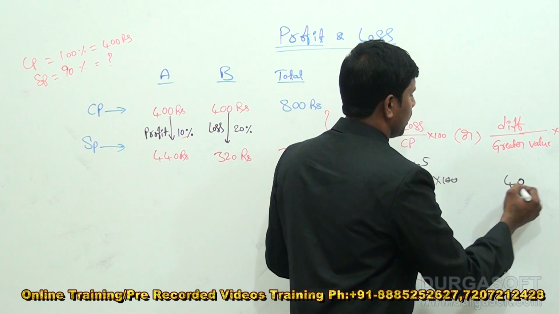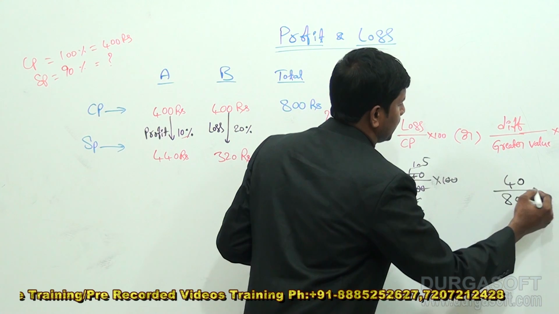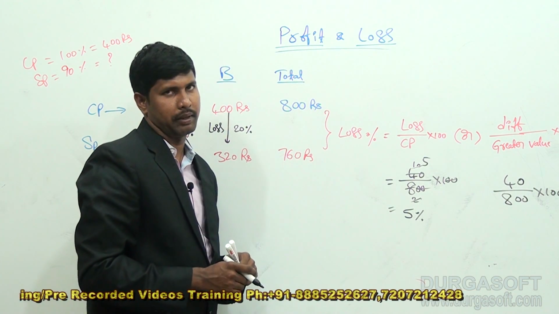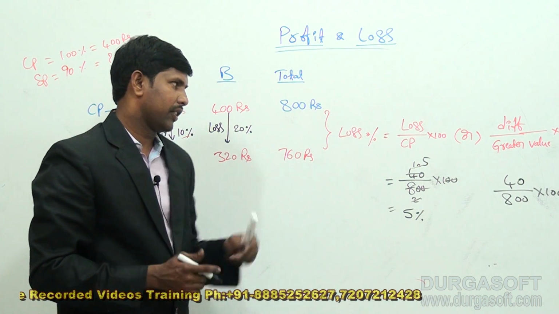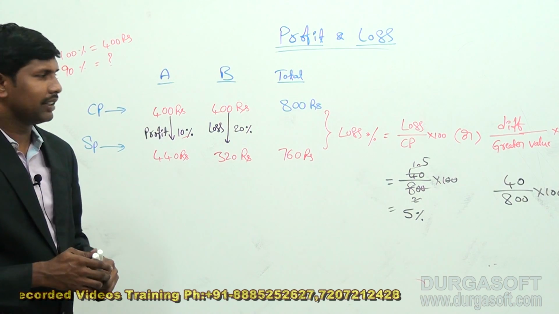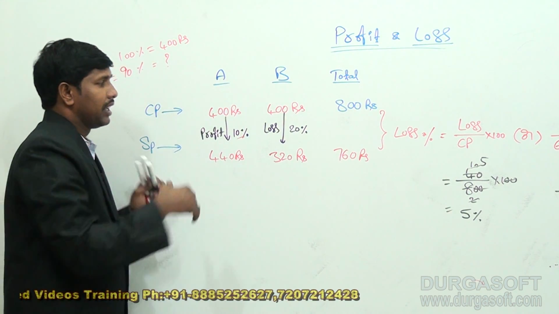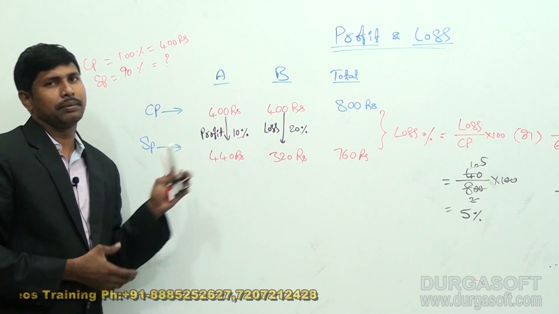Friends, 40 by the greater value is 800 rupees into 100. So here also you will get the same answer, whether it is that formula or the previous formula we applied, we will get the same. Where the percentage is not same or even the cost price is not same, we can apply this particular process.